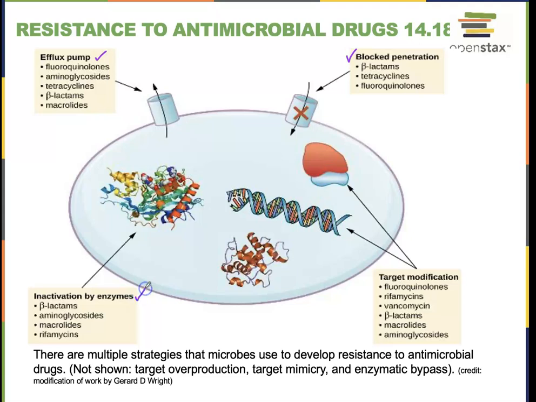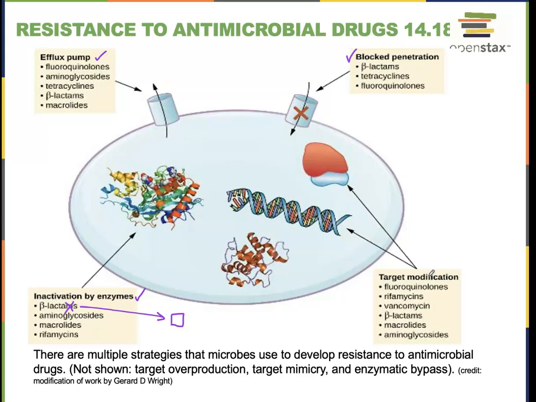Enzymes can form, so the bacteria can pick up information to make enzymes that break down the antibiotic. Inactivation by enzymes: beta lactams, we talked about this in the first part, I think, or second part. Beta lactams like penicillin have that beta lactam ring in the middle. Remember, there's an enzyme called beta lactamase that can break down beta lactams. And then we have target modification.